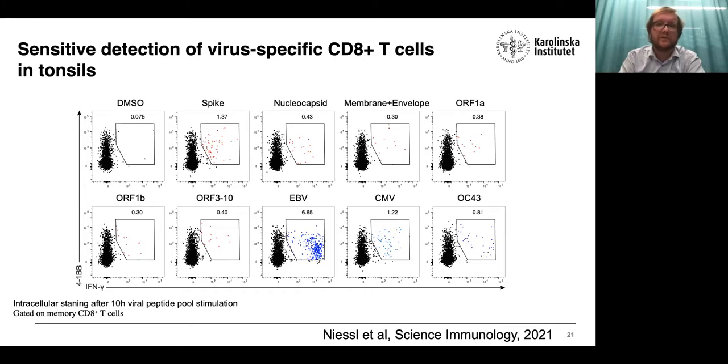And this is actually a non-exposed donor, a person with pretty good SARS-CoV-2 cross-reactive responses in tonsils, responding against spike, nucleocapsid, and membrane. But you can see here that this donor has beautiful EBV responses, particularly, and I'll come back to the reason why that's most likely the case, but also CMV, and also to some degree OC43, which is one of these endemic coronaviruses that most of us have encountered at some point.